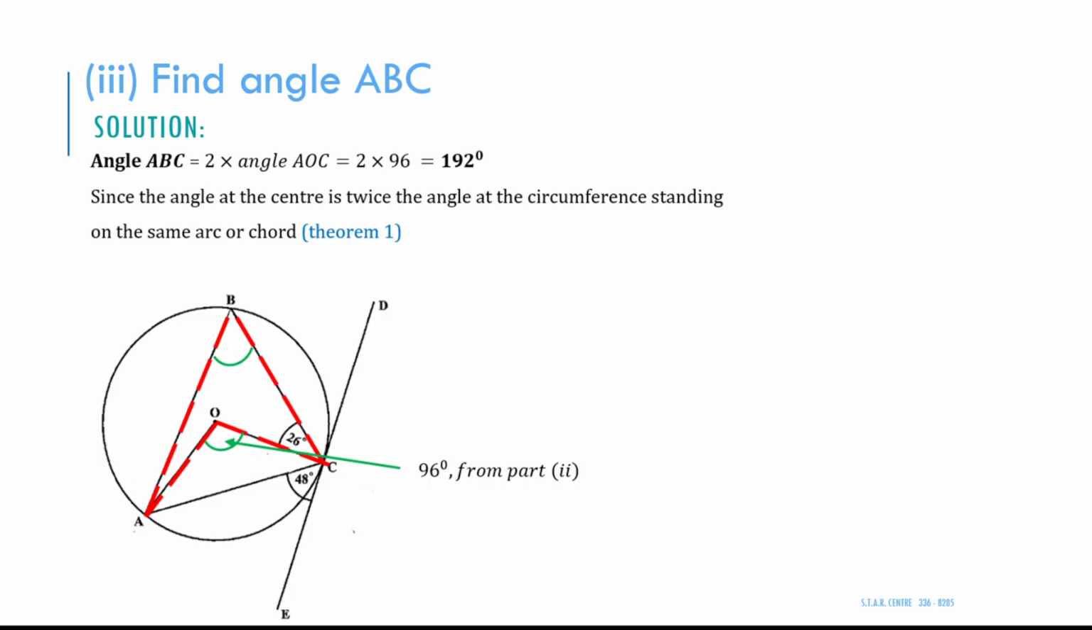Okay, there was a little error. I had multiply here at the top, but it's actually divide, right? So the angle at the circumference is half of the angle at the center. If the angle at the center is twice the circumference angle, then we need to divide by 2 to find this one. So angle ABC is equal to angle AOC divided by 2, which is equal to 96 divided by 2, which is equal to 48 degrees.